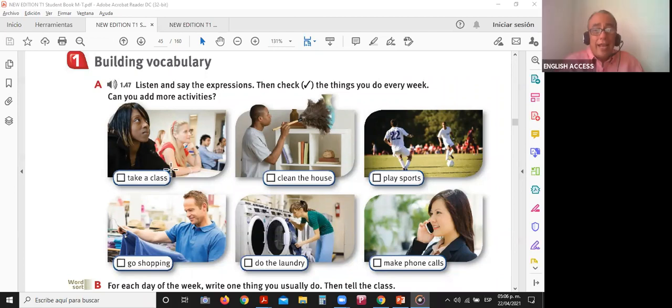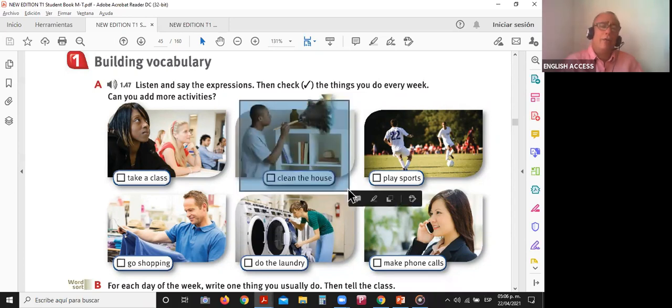Okay, so take a class. For example, today, Antonio takes a class. Carolina takes a class. Antonio and Carolina take a class today. Take a class is something you do when you study at school. Okay? What means clean the house? It's something that you like to do, right? Exactly. Every day you have to sweep, you have to clean, you have to wash the dishes. You love to do it, right, Antonio?